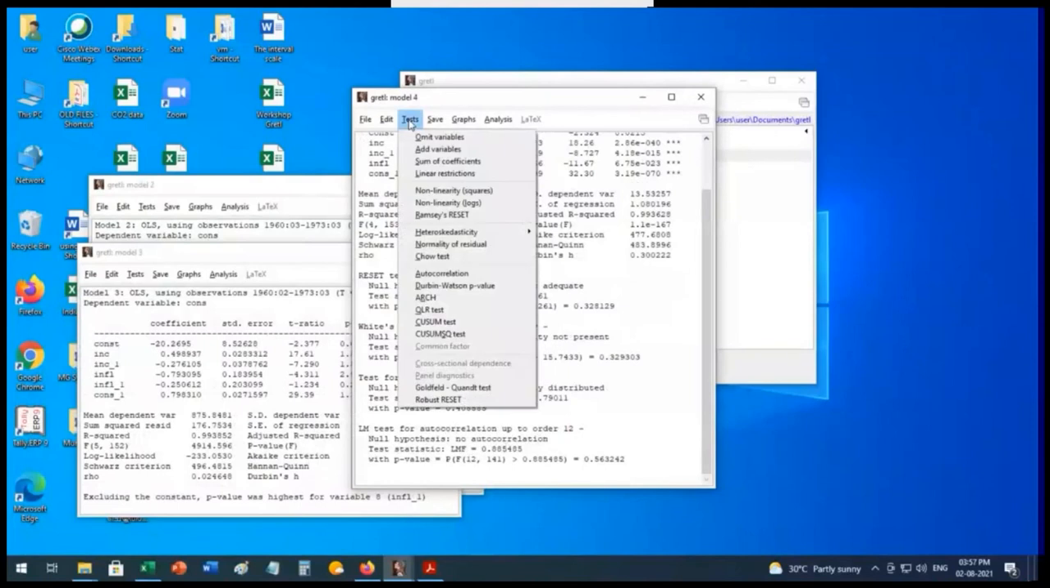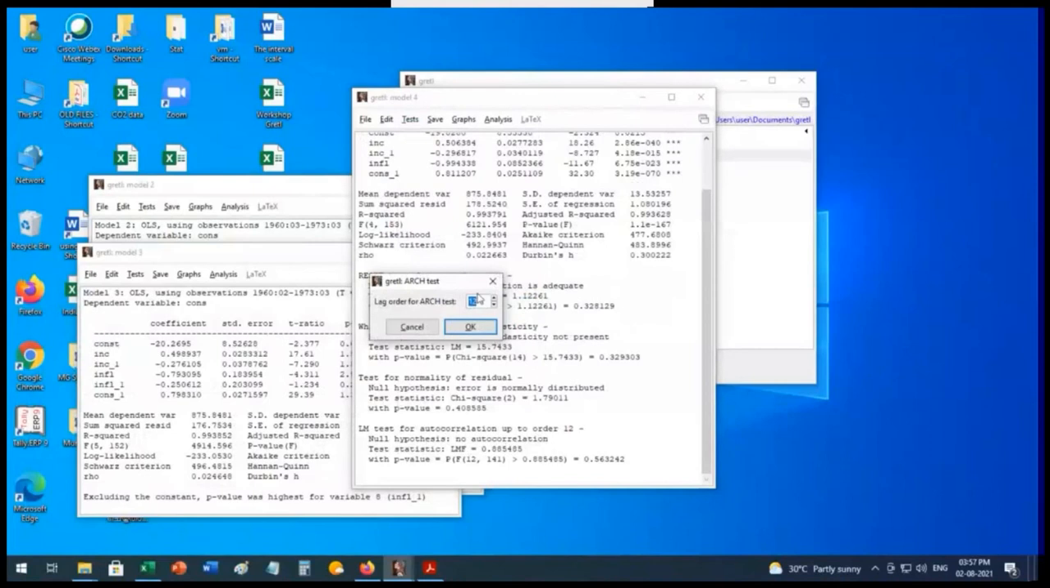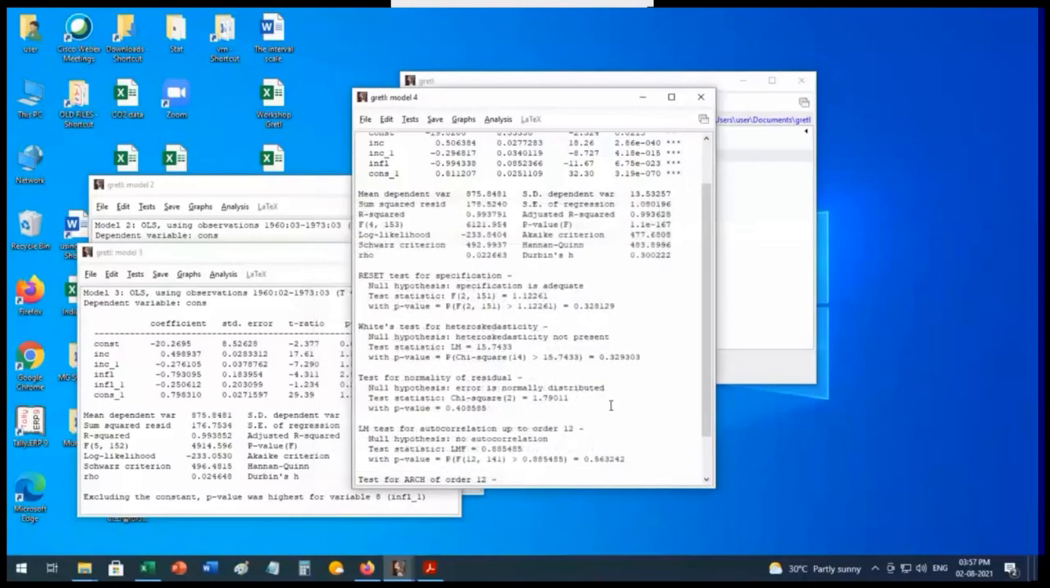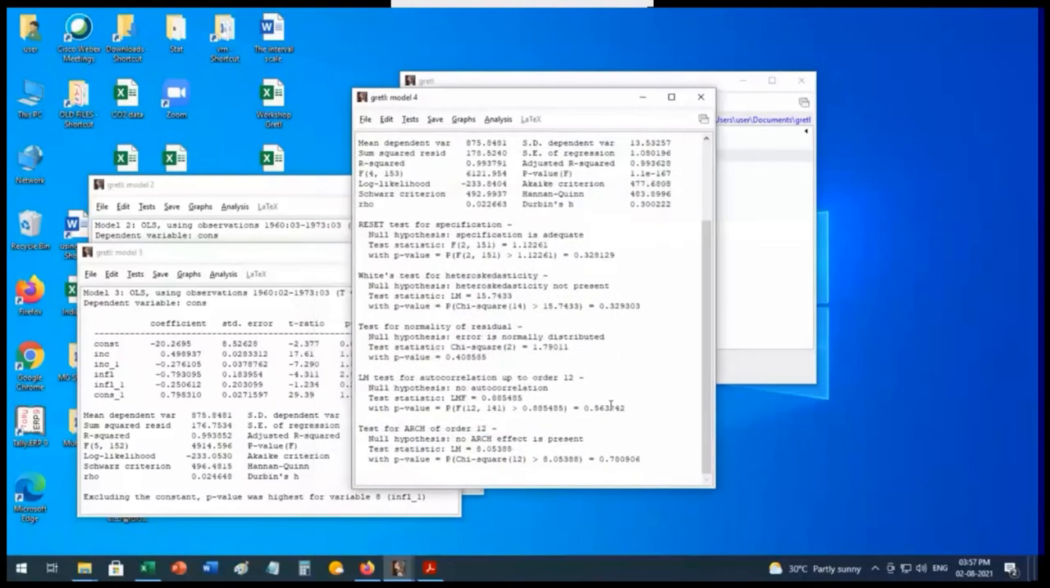Now the ARCH effect. Earlier we had the ARCH effect. We are giving 12 lags. Now the probability is 0.781, which is greater than 5%. All the p-values are greater than 5%. So our model is significant. No, sorry. Our model is adequate now.